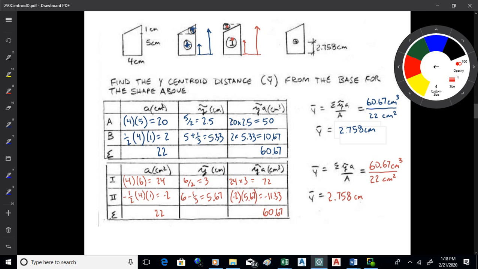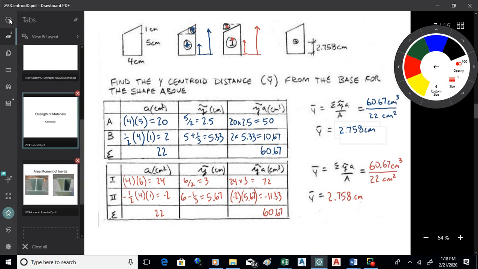So are we doing all right with that? Okay, so that's just how you calculate a centroid. Now, that's step 1, and the purpose in doing that is to find the neutral axis.